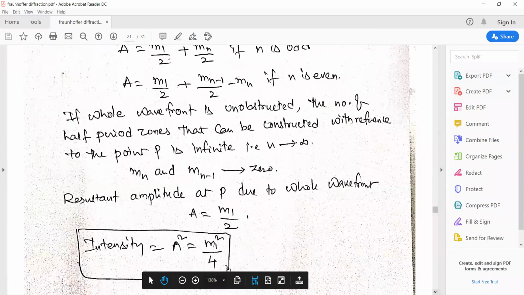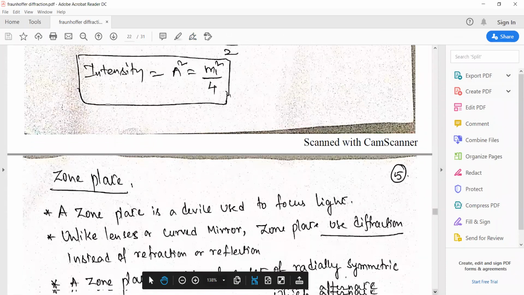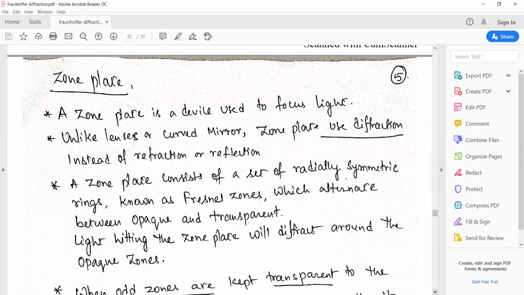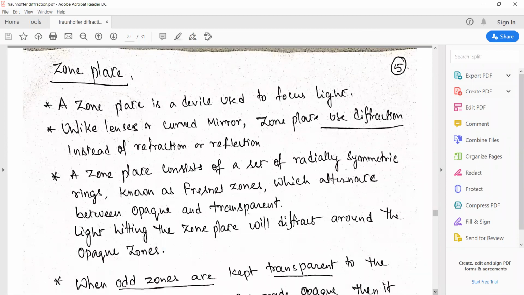Now it's time to know about the zone plate. What is a zone plate? We discussed Fresnel's half-period zones till now. A zone plate is something like a device used to focus light. If there is light and you want to focus it, what kind of things will you use? You will use convex lenses.